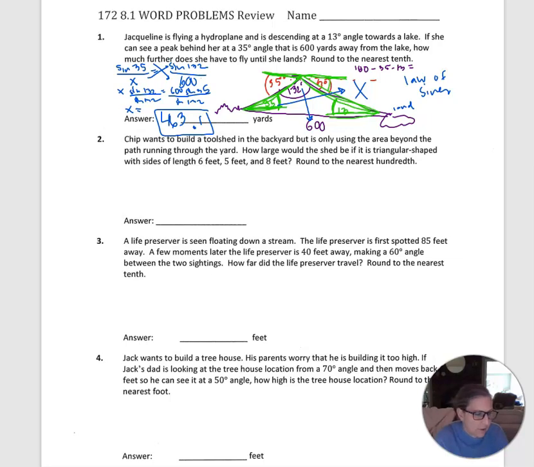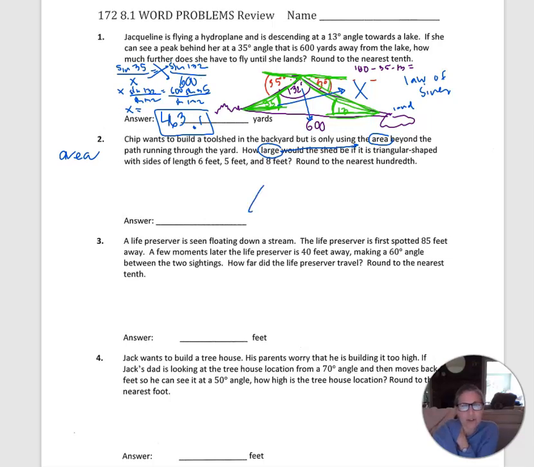That picture is difficult. These word problems, half the battle is drawing the picture and getting the picture correct. Let's look at number 2. Chip wants to build a tool shed in the backyard, but is only using the area, now that's an important word, beyond the path through the yard. How large should the shed be? Okay, how large means they're asking for the area. This, number 2, is an area problem.